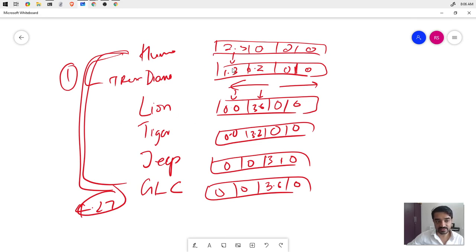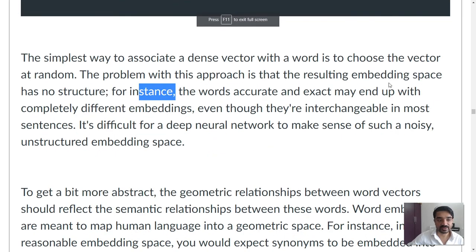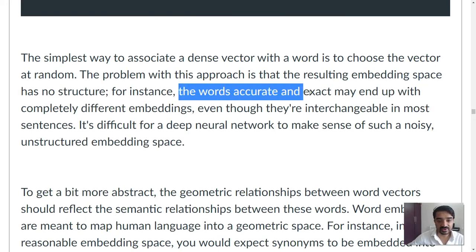You see that if the embeddings are closer, I can actually extract more information from that. That is precisely what we are looking for. That is why we are not looking for a random embedding. A random embedding does most of the work, but it does not do that linking kind of work. For the words accurate and exact, right? These are two words which are very close to each other, but may end up with completely different embeddings. We would like them to have similar meaning, so we would like them to have similar embeddings.